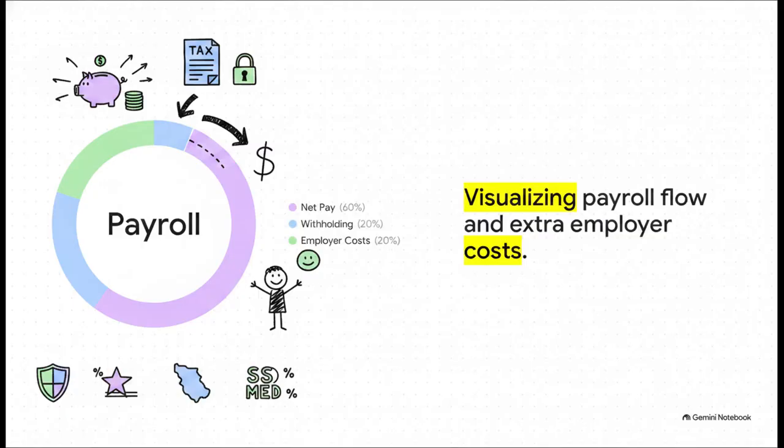But wait, there is a hidden piece of the puzzle here. We just looked at the employee's net pay and their withholdings, which together equal the gross pay, right? Well, there's a third slice to this. Employer payroll costs. The business actually has its own share of taxes to pay on top of the employee's gross wages. This covers things like federal and state unemployment taxes, plus the employer's matching portion of Social Security and Medicare. So, when you're setting up a new employee, you definitely need to budget for these extra employer costs too.